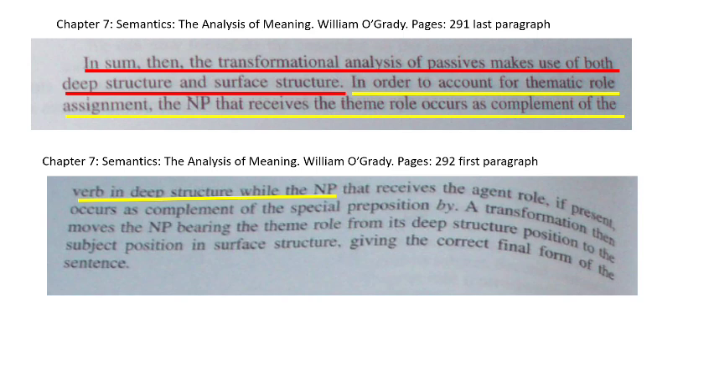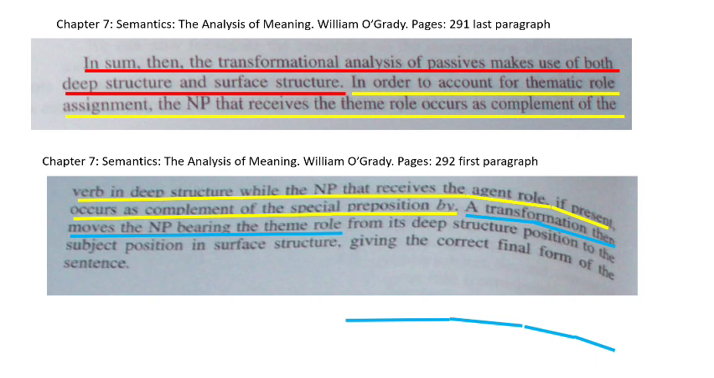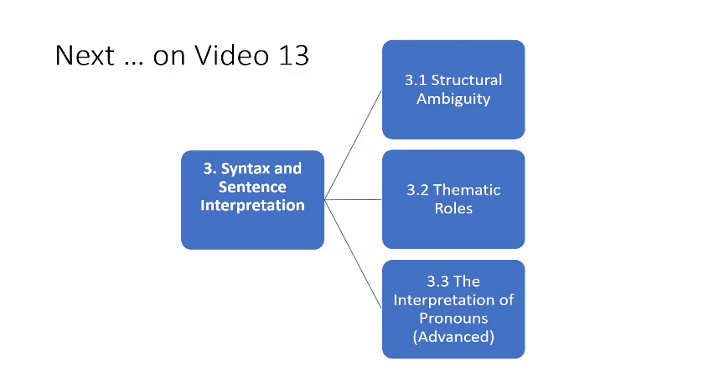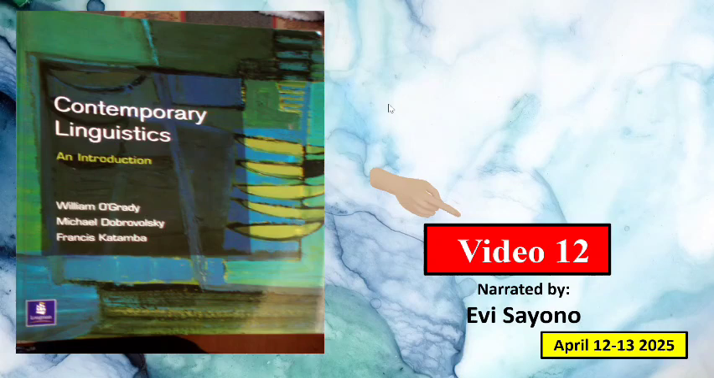In sum, then, the transformational analysis of passives makes use of both deep structure and surface structure. In order to account for thematic role assignment, the noun phrase or NP that receives the theme role occurs as complement of the verb in deep structure, while the NP that receives the agent role, if present, occurs as complement of the spatial preposition by. A transformation then moves the NP bearing the theme role from its deep structure position to the subject position in surface structure, giving the correct final form of the sentence.